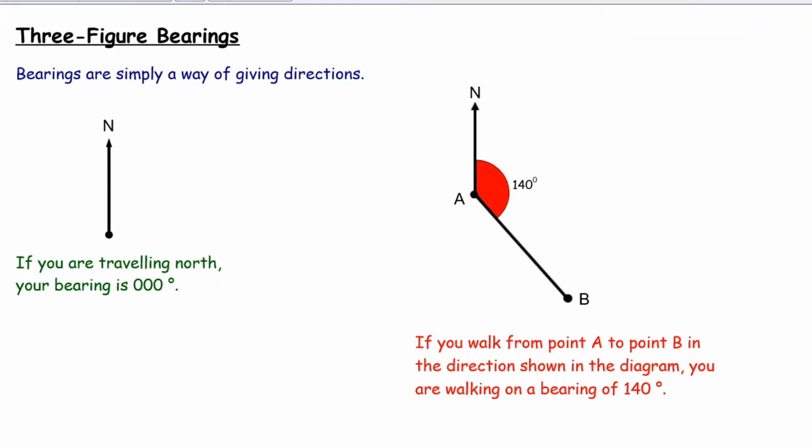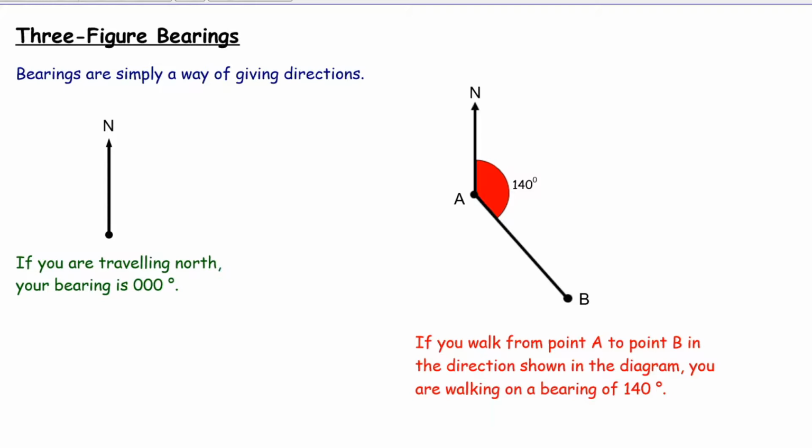Bearings are simply a way of giving directions. And these directions are given from north. So assuming you are facing north, all directions will be given from north, which means if you're traveling north, your bearing will be 000, because that's our reference point.